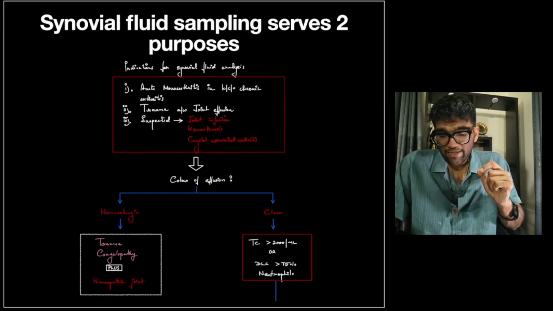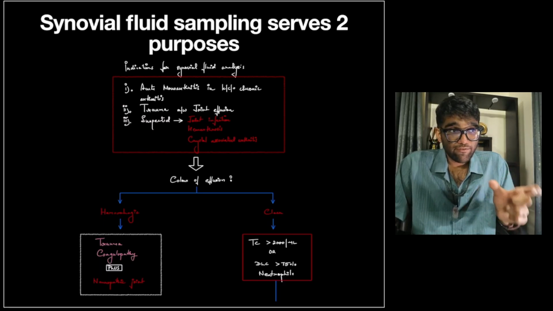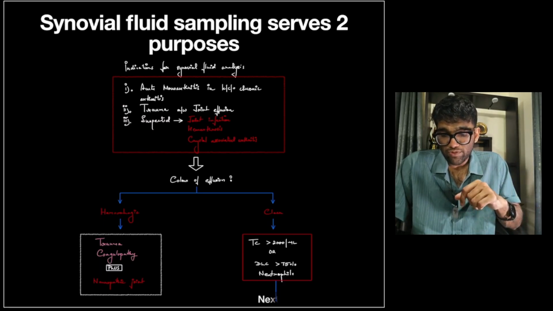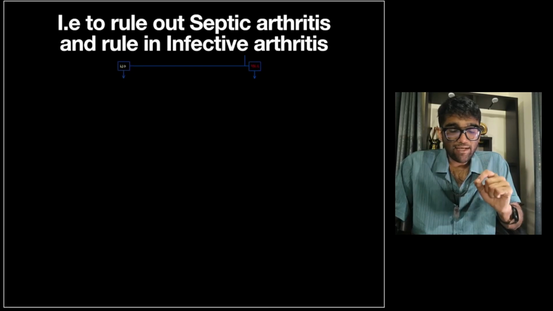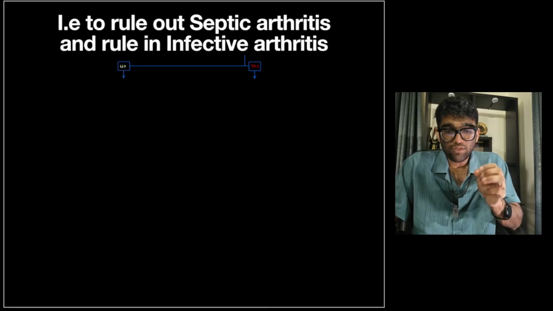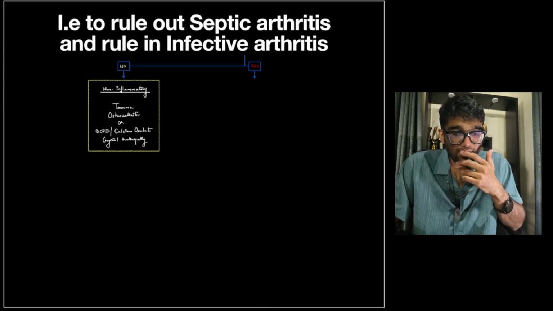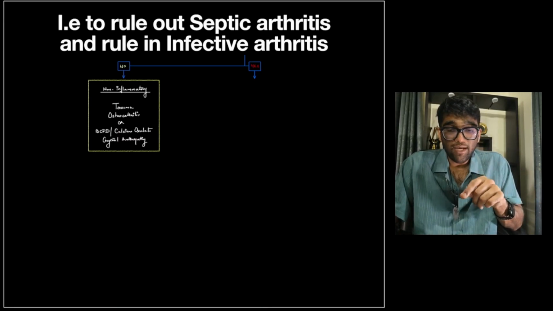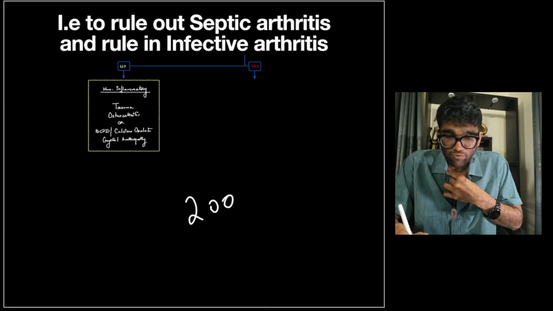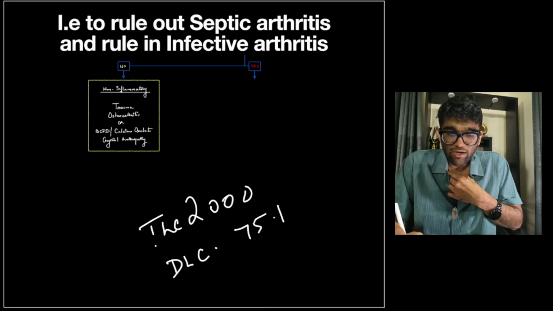Or we look for a differential count that shows more than 75% neutrophils. That is the low cutoff I use. Please remember the normal synovial fluid count is 200; I said it wrongly earlier. If it is more than 10 times that, more than 2000, then we consider the possibility of inflammatory or septic arthritis. If not, then we are considering the possibility of a non-inflammatory arthritis. So 2000 is a very important number for TLC, and for DLC 75% is a very important cutoff.